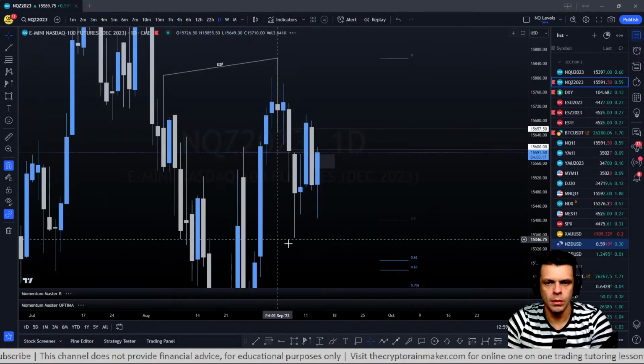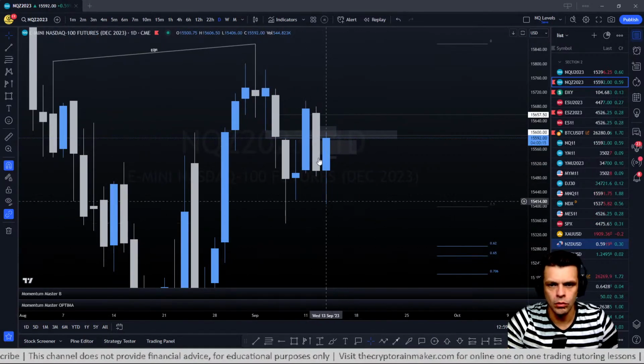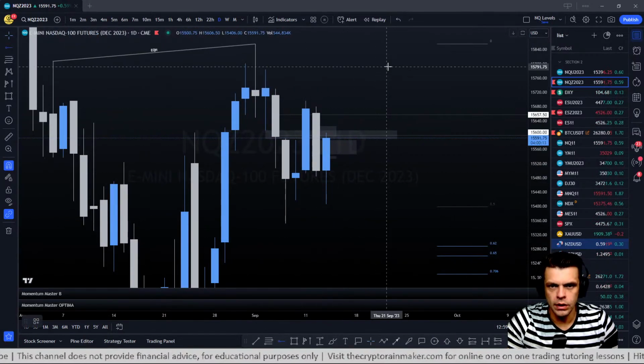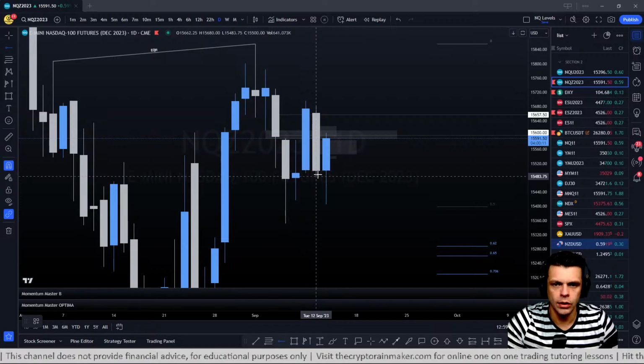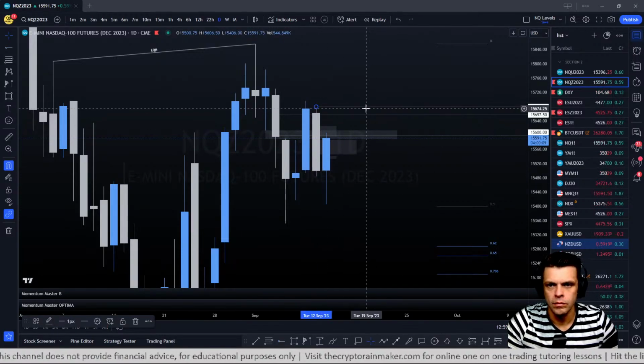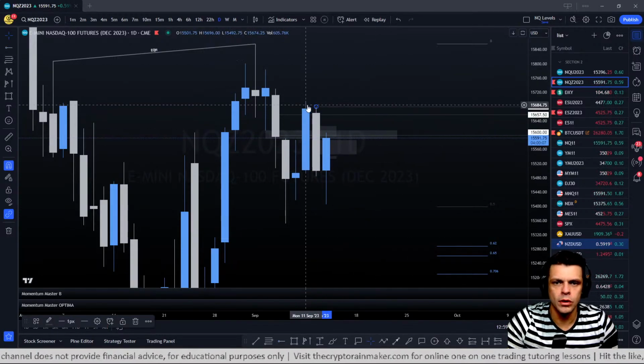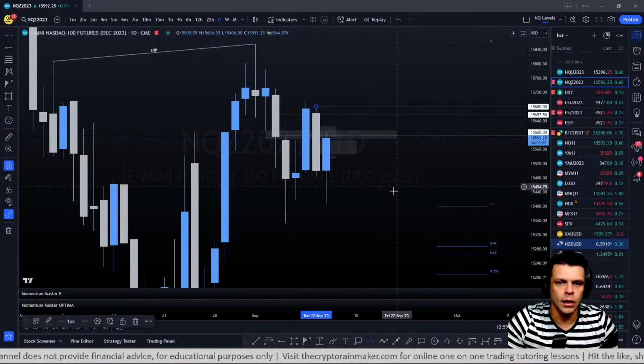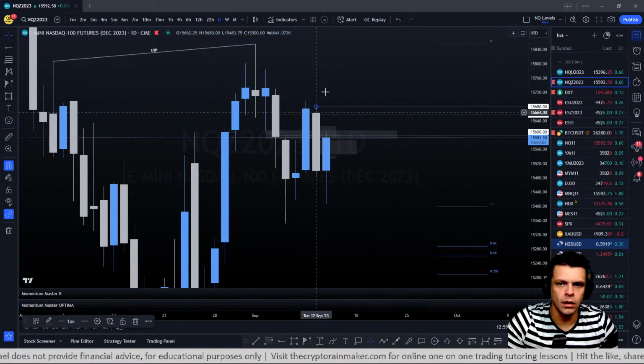Just quickly want to go back to the daily. I just want to mark off the previous day's high. So we already took the previous day low. So it seems likely we move towards the previous day high. Then they would have taken out the liquidity on either side.